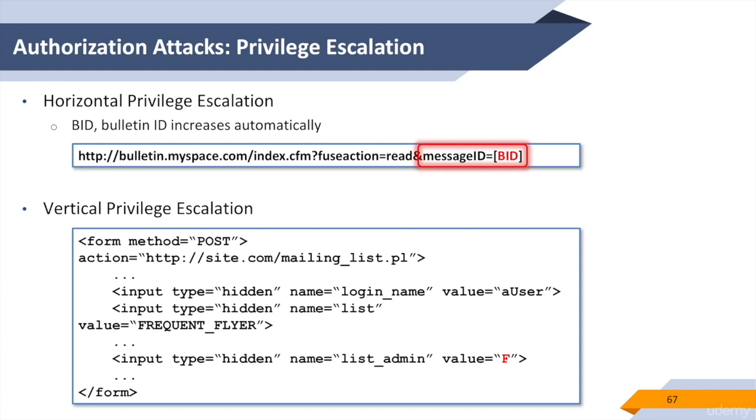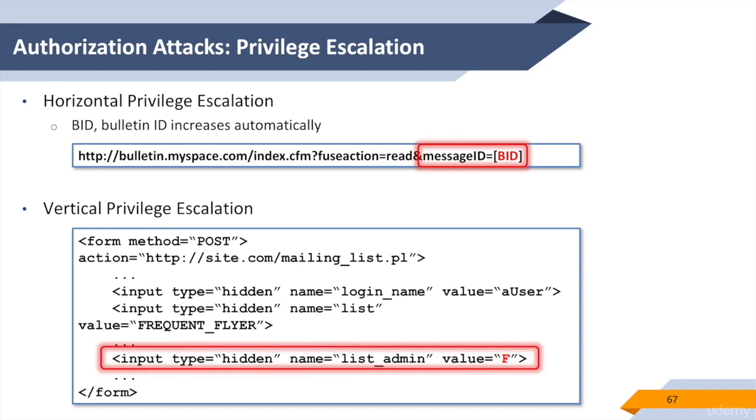Now, in the second example, there is a hidden field with the name list_admin and the value F. Assuming that the F is for false, changing it to T for true, we get the admin role in that application.